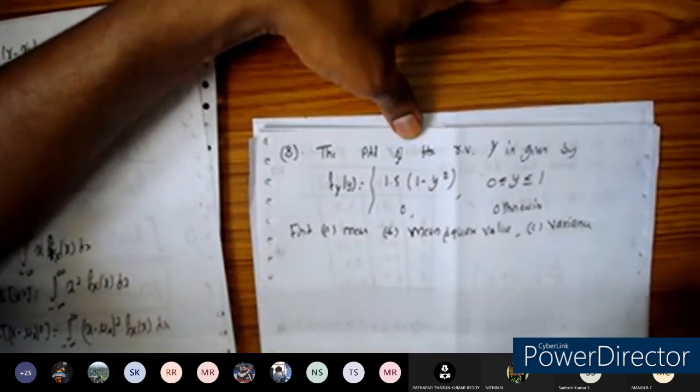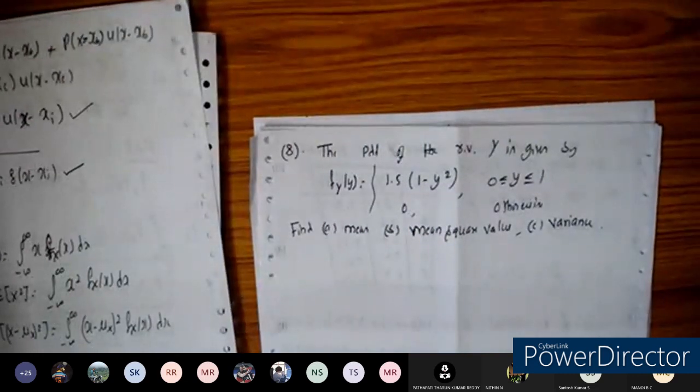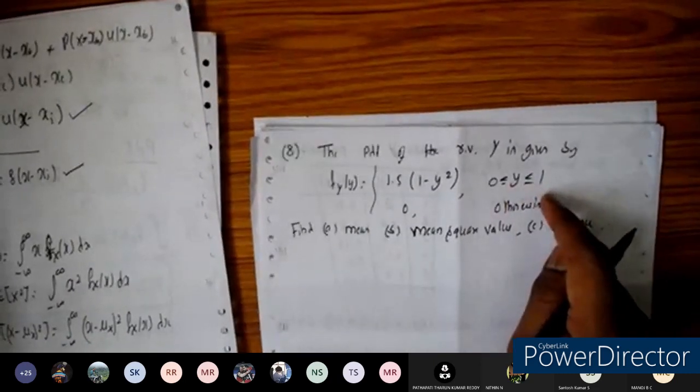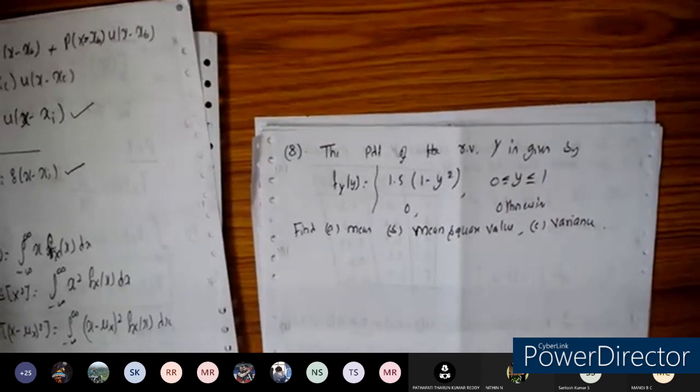Okay, these are the quantities. The PDF of the random variable y is given by fY of y is equal to 1.5 into 1 minus y square for 0 less than or equal to y less than or equal to 1. Find the mean, mean square value, and variance. Done. So I think everyone is having the calculator.